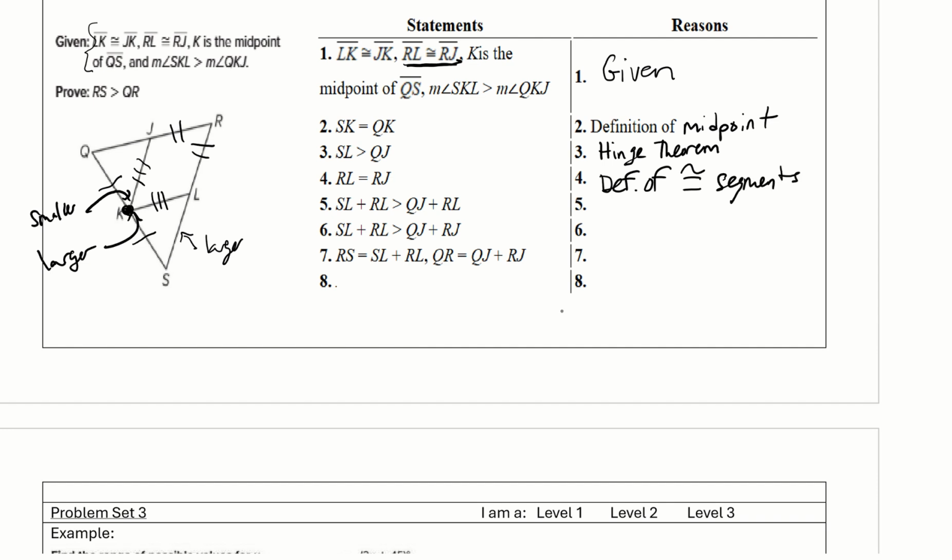Now we got SL plus RL is greater than QJ plus RL. Where do we get that? We took this statement and added RL to both sides. That's what we did, plus RL, plus RL. So this is called the addition property of inequality. We're adding the same thing to both sides. And notice here we replaced that with that, because of step 4. And so that's a substitution.